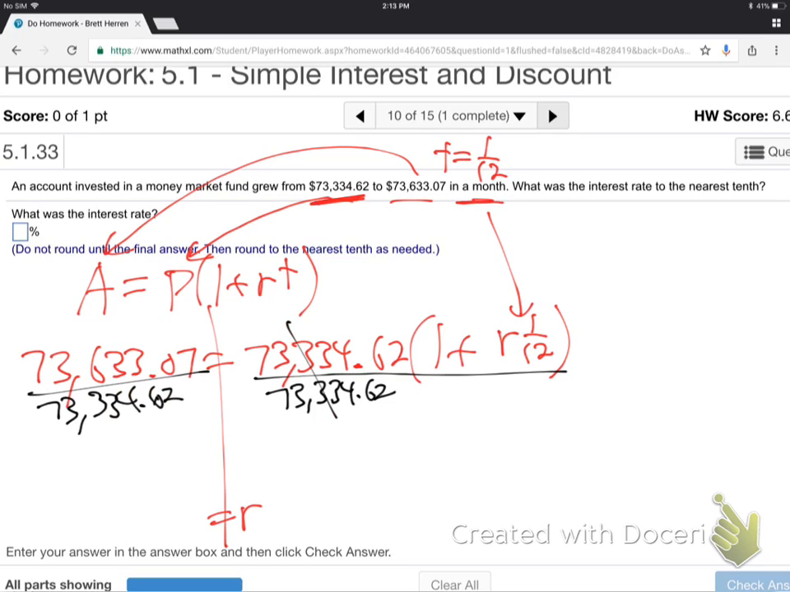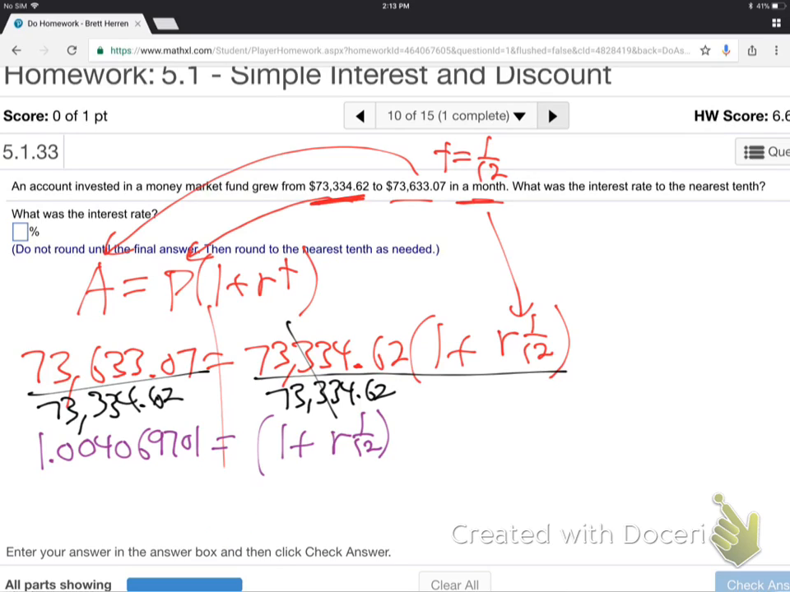Boom. So I'm going to use my calculator to find out what that is. 73,633.07 divided by 73,334.62. Whenever you've got a decimal and you're still in the middle of a problem, it's best to use a lot of decimals rather than rounding. We'll round at the end, but right now we should use as much as the calculator gives us. 1.004069701 equals 1 plus R times 1/12.